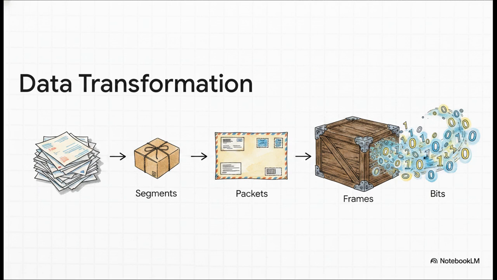At the transport layer, it gets chopped into segments. The network layer wraps those segments into packets by adding IP addresses. The data link layer shoves those packets into frames with those error-checking seals. And lastly, the physical layer converts it all into raw bits, just zeros and ones. If you memorize this exact transformation, you will instantly sound like a fluent networking pro.